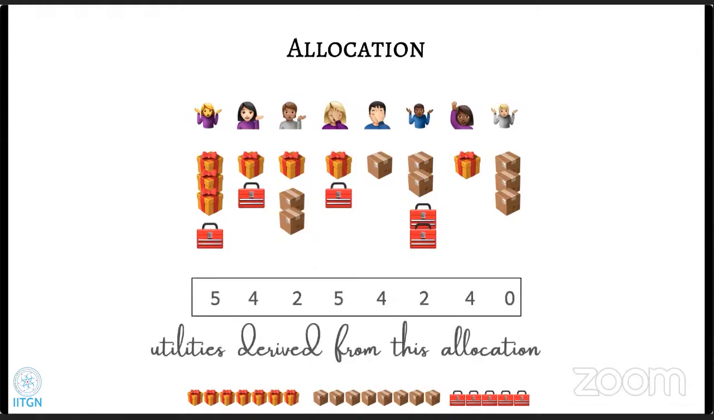This is a very natural thing that you want to evaluate in the context of an allocation, which is to say, what is the utility that every agent derives from an allocation?